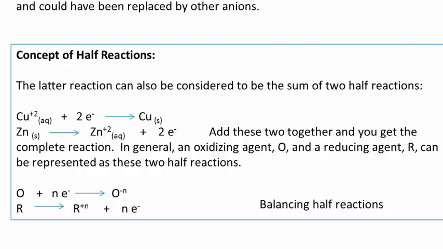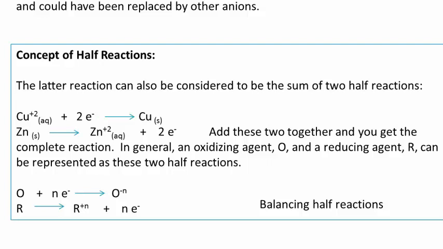But the reason we talk about half reactions is because that is what is really happening for each of the reactants. Copper plus 2 is finding 2 electrons. Those 2 electrons happen to be coming from zinc, but it's finding 2 electrons to become reduced to copper metal, and zinc is giving up 2 electrons as it becomes oxidized to zinc plus 2.